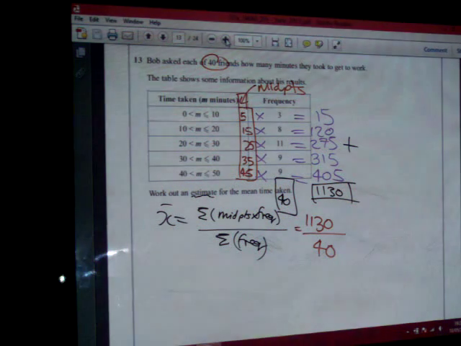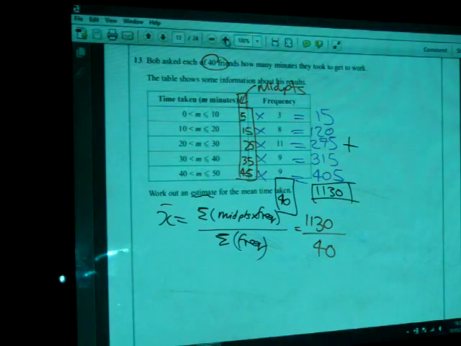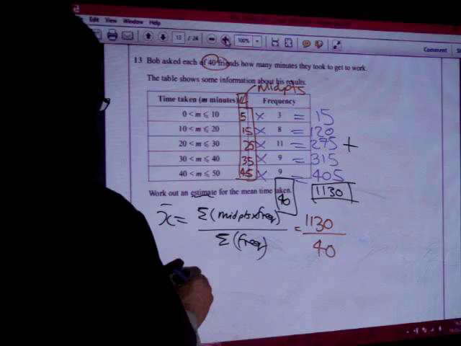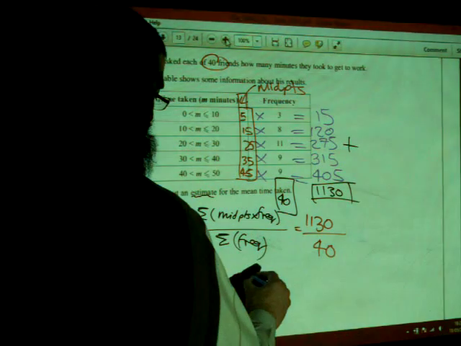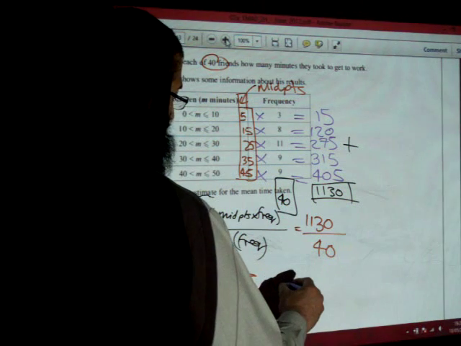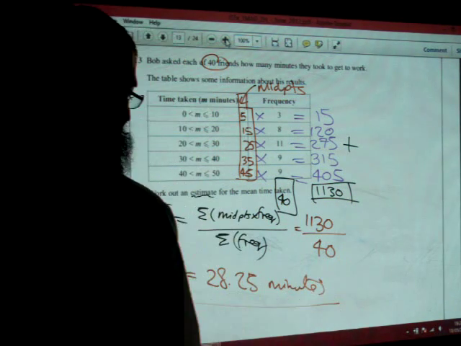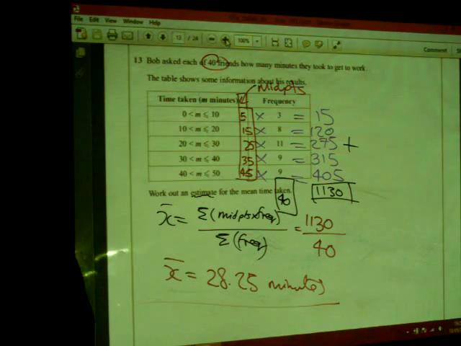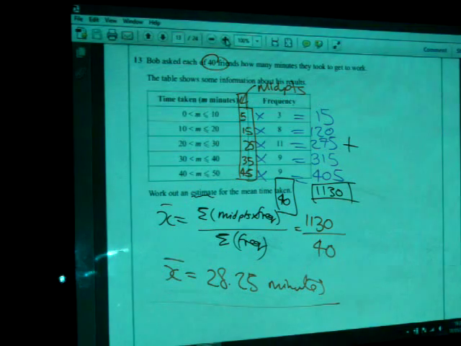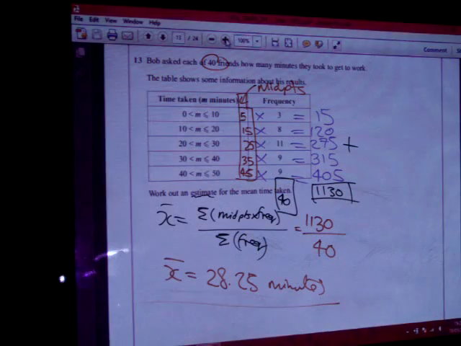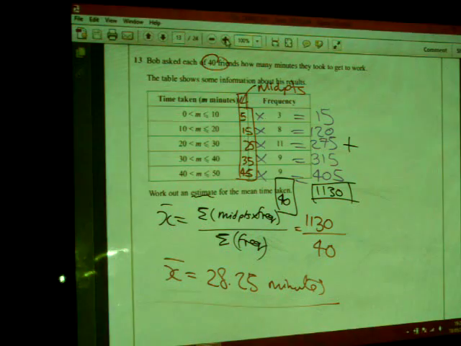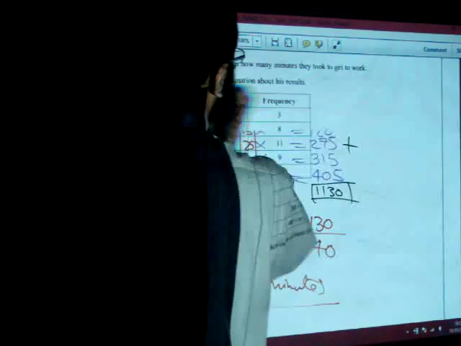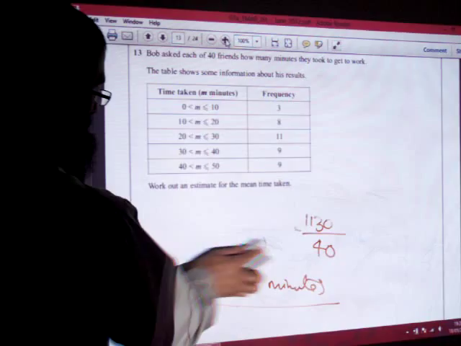28.25. So you should get an answer of 28.25. Yep. That's lovely. So our mean approximately is 28.25 minutes. Okay. Is that okay, Isa? Your calculation? Yep. Good. Okay, let's put this off and move on to the next question. I've got loads of questions left.